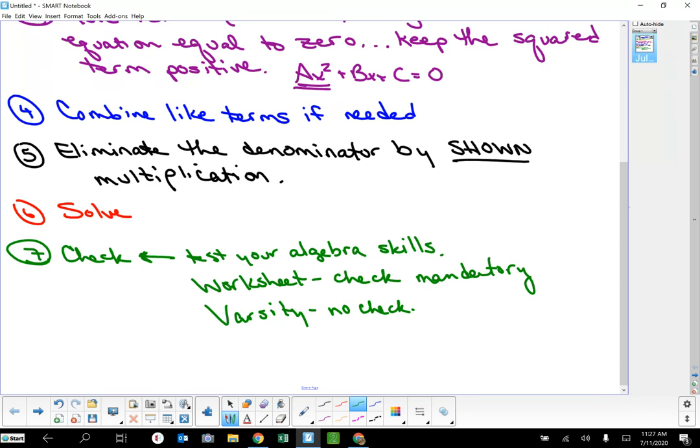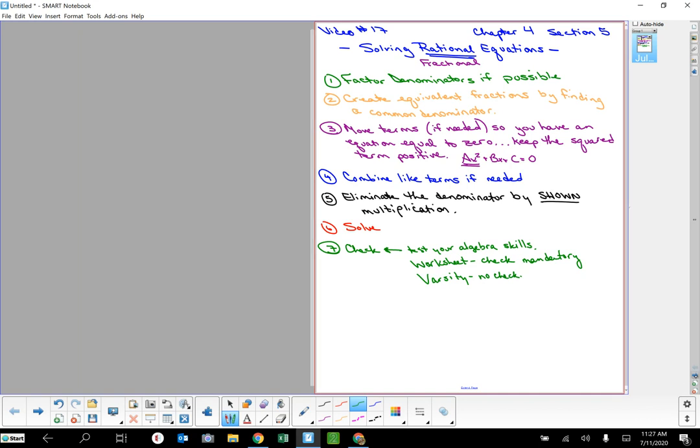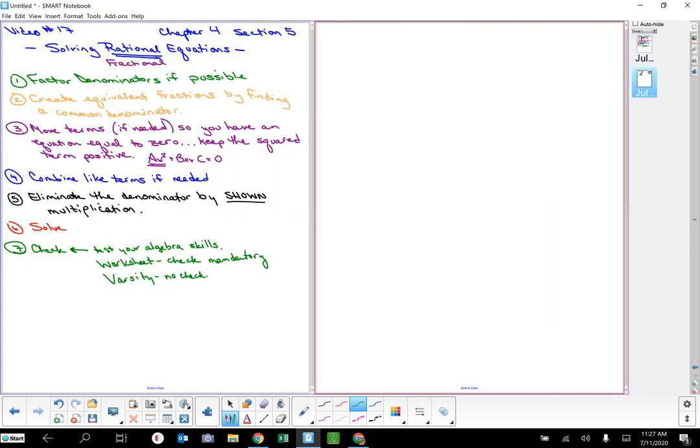Now, let's show you what a problem is going to look like when we work it out. So I'm going to view dual page, turn that on. We're going to go to this page. All right, and here is our equation that we are going to solve: 3 over y minus 2 plus 4 over y plus 2 is equal to 2y over y squared minus 4.